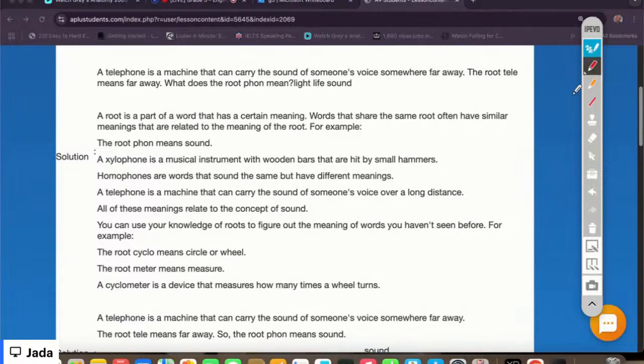Alright, so we will start now. A root is a part of a word that has a certain meaning. Words that share the same root often have similar meanings that are related to the meaning of the root.